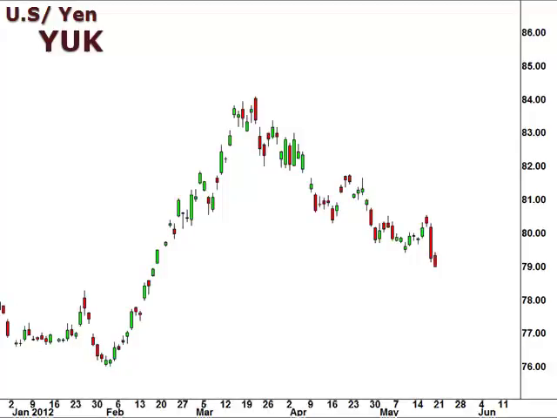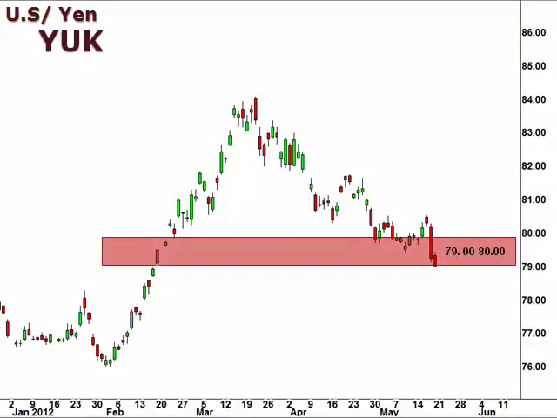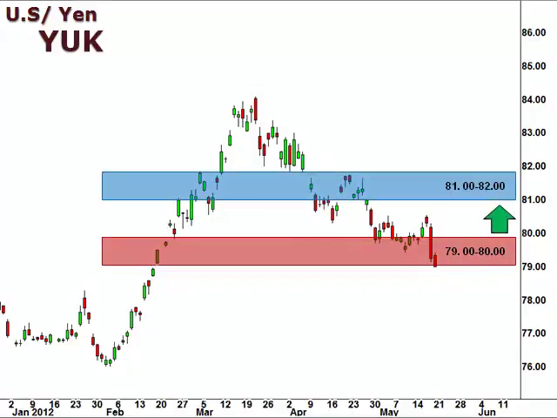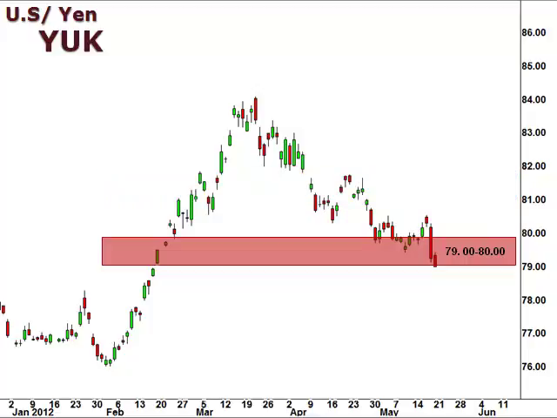Let's take a look at the YUK, the US dollar versus the Japanese yen. The 79.80 level is barely holding on as support, and any consolidation below 79 opens the window for a continuation lower. A break above 80.5 opens the window for a move towards 82.